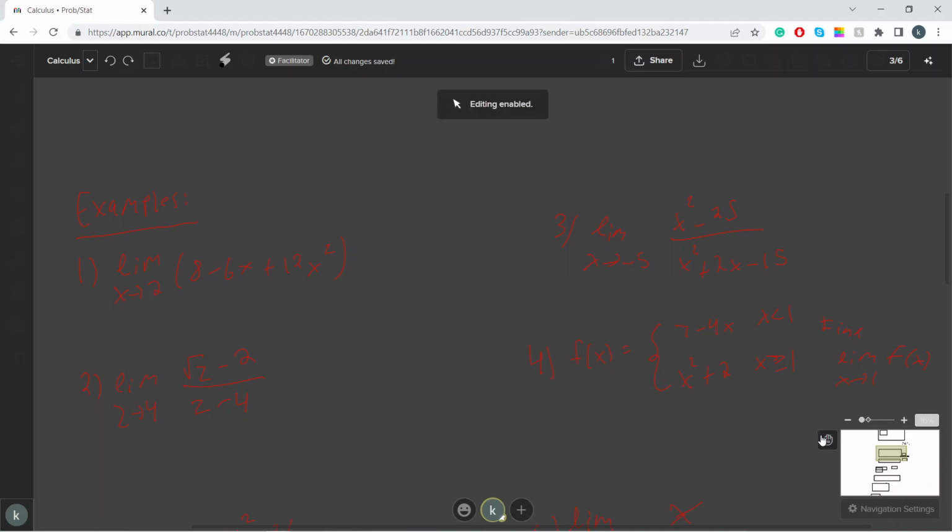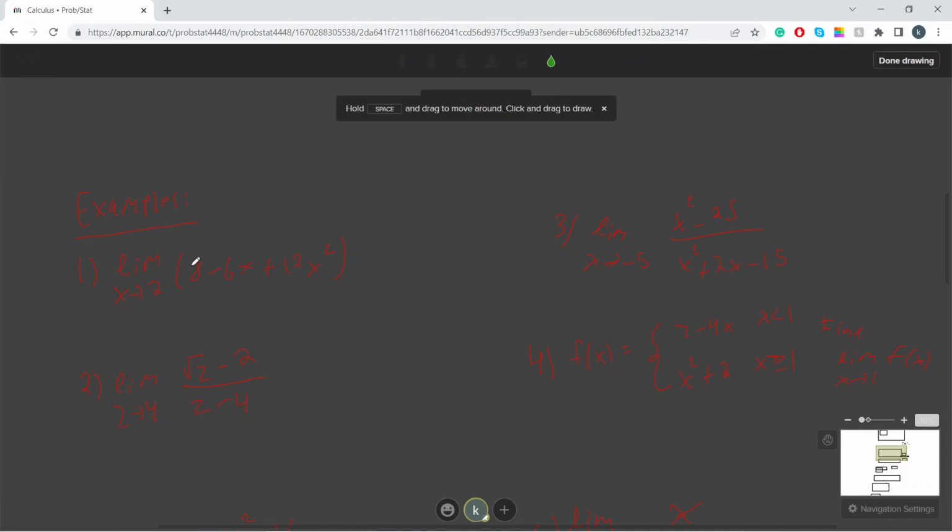So there are a lot of ways of solving limits, and the approach you choose depends on what's at hand. So I think the best way to know what approach to choose is going through example problems and building some intuition as to what might be done. So, okay, with that being said, let's start with problem 1. So we want to take the limit as x approaches 2 of 8 minus 6x plus 12x squared.